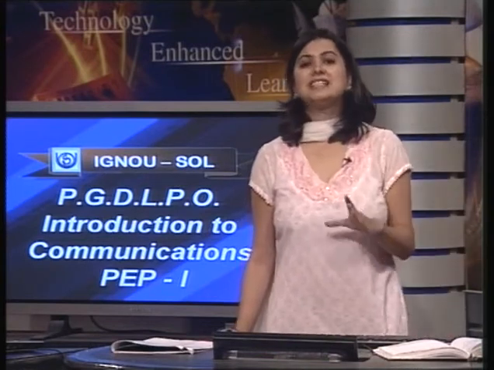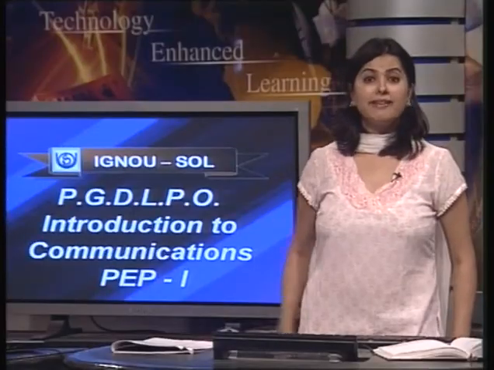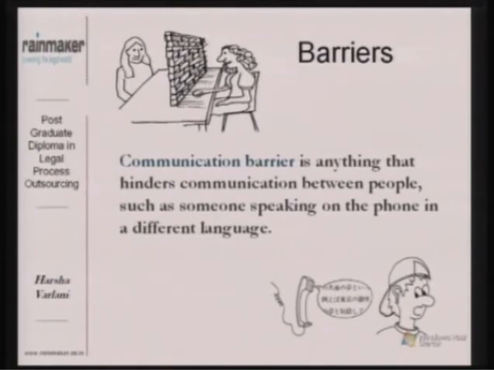One of the biggest reasons that we don't understand why communication fails is because we have that many barriers when it comes to communication. What exactly do we mean by barriers? The normal definition of a barrier: a communication barrier is anything that hinders communication between two people. It could be as simple as me standing here and talking to you in a foreign language which you would not understand. That is the simplest example of a communication barrier. However, there are a lot of other barriers that we are probably not aware of. I will be taking you through the other communication barriers now.